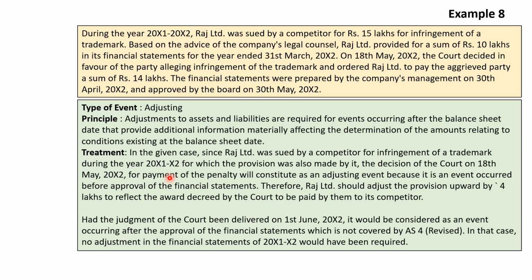Now if the court judgment would have come on 1st June, then it would have been considered as an event occurring after the approval of financial statement, and then it is not covered by AS 4. Then it will be recorded in the next accounting year, not in the current accounting year. Okay.